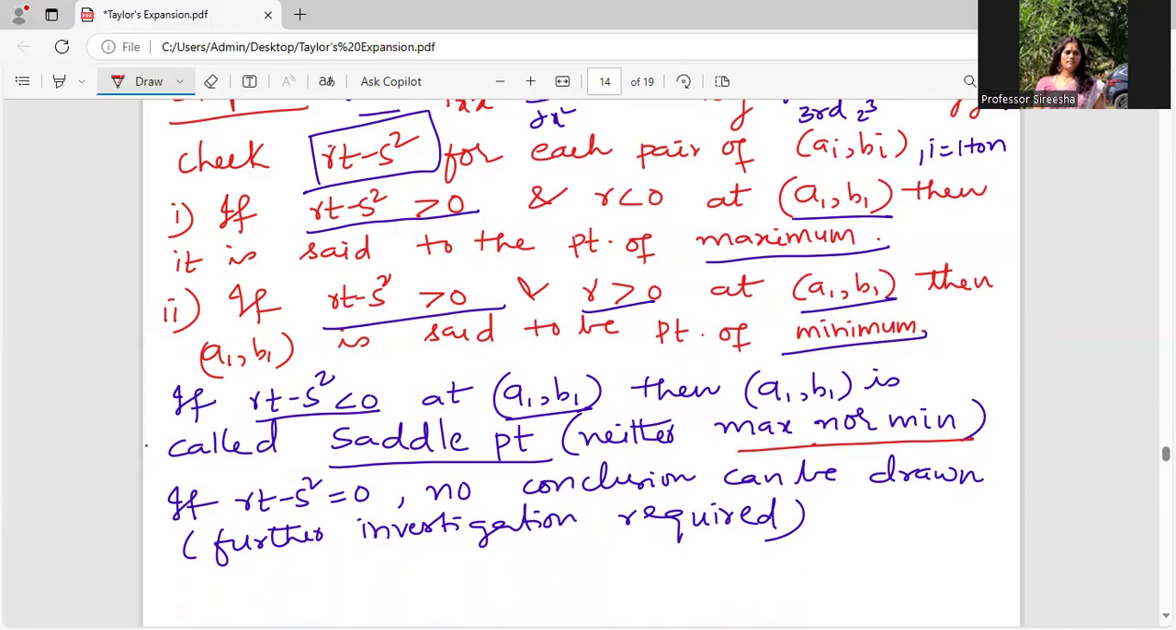Now what if this relation goes to 0? Then the method I am working out is not giving me sufficient information, so further investigation would be required to find maxima and minima. There are different methods like the Lagrange method of multipliers, which I'll be using to find whether the function has an extremum value or not. In other words, if RT minus S squared turns out to be 0, I don't have sufficient information about the extremum value of the function, so I'll write the sentence: further investigation is needed. This is all about how I find maxima and minima. In the next lecture, I'll be discussing an example on maxima and minima.